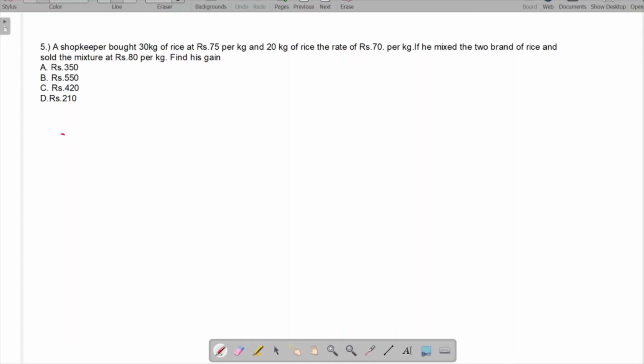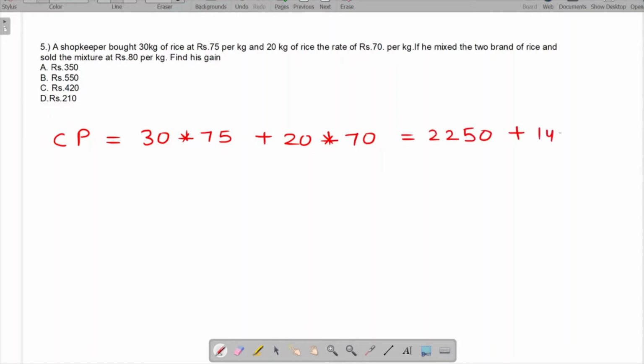So first of all, the cost price at which he bought the two rices, 30 kgs of rice at rupees 75. So we will write 30 into 75 plus 20 kgs of rice at the price of 70 rupees per kg. So this will give us 2250 for the first value and 1400 for the second value. So the total will be 3650. So this is the cost price at which he has bought the rice.